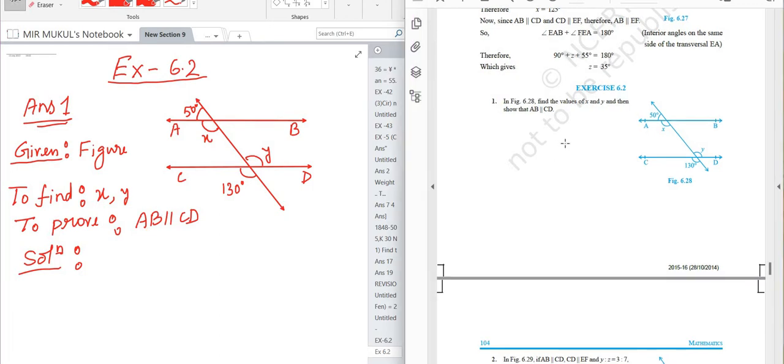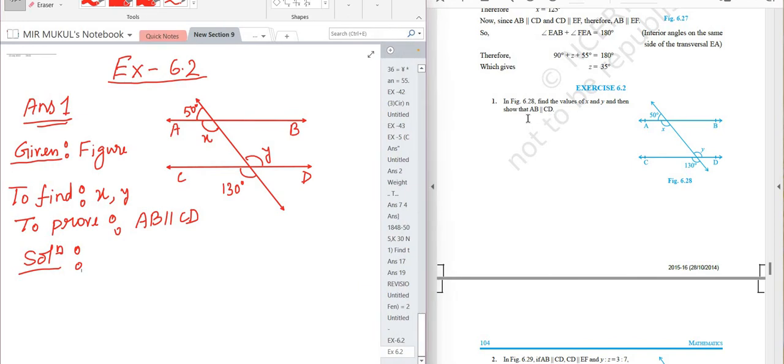Aksara, can you hear me? Yes, sir. Okay, now we are doing the first question. In figure 6.28, find the value of x and y and then show that AB is parallel to CD. That means here you have to find and also show. So what is given here? The figure is given. What you have to find? You have to find x and y. What you have to prove? AB parallel to CD. Now is my voice clear?